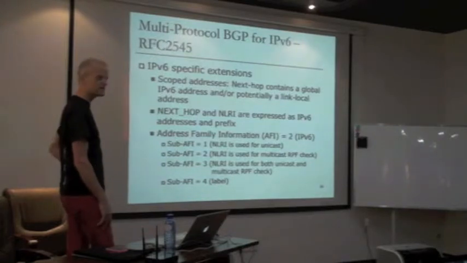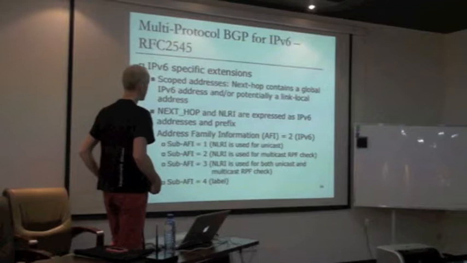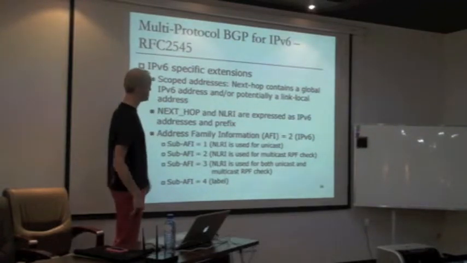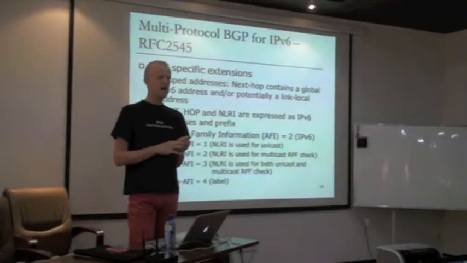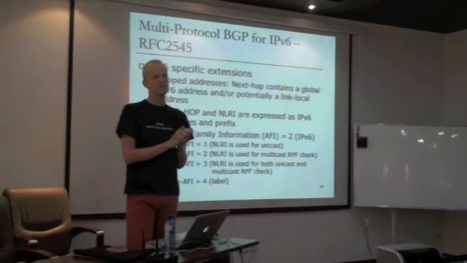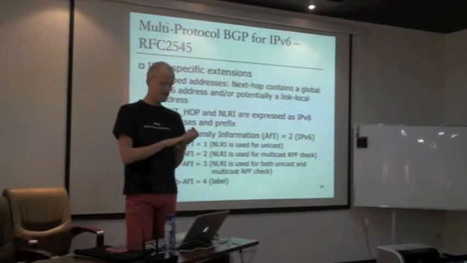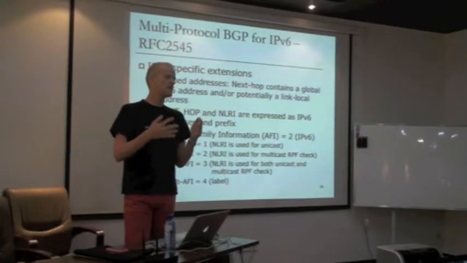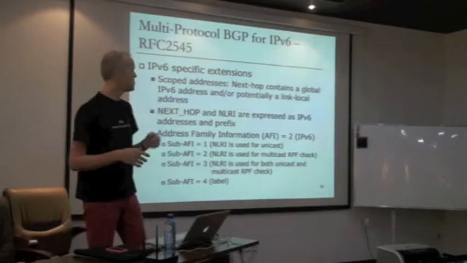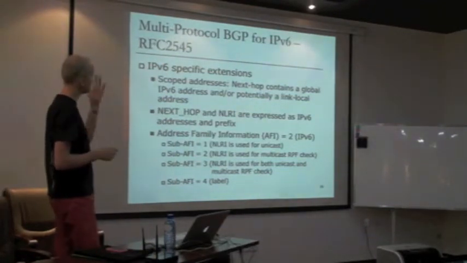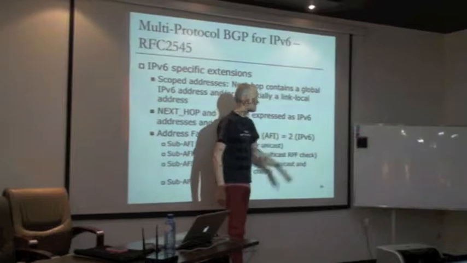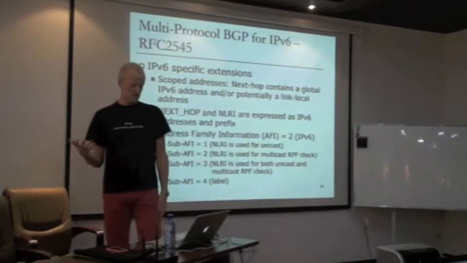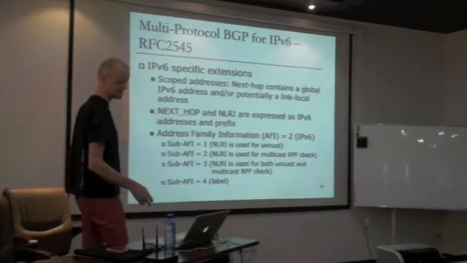Right, for BGP, BGP was also extended to carry v6 prefixes. BGP historically was just for IPv4. Then we had to carry multicast prefixes in BGP as well, and after multicast, we had to carry v6 prefixes. So BGP was extended to be multi-protocol, supporting multiple protocols. Here's the v6-specific part: we've got an address family information. Address family 2 is IPv6, and it can be used for unicast, multicast, and all the rest.